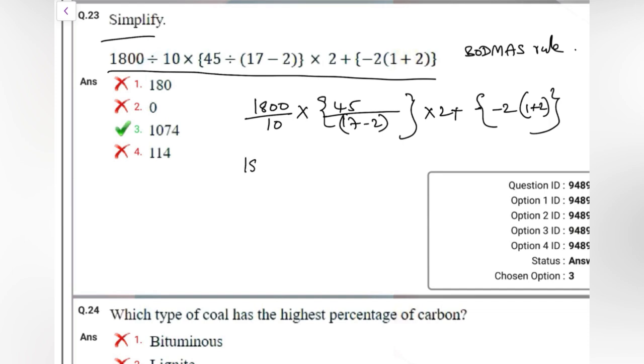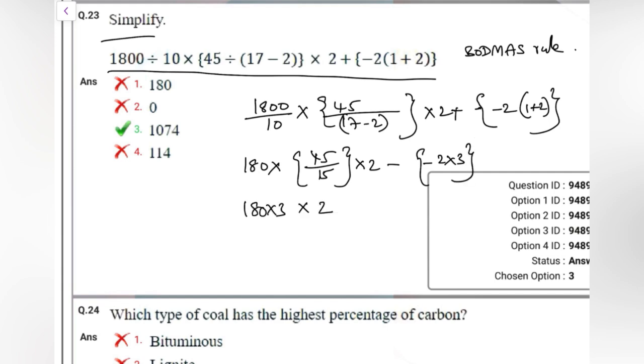So it becomes 180 into 45 divided by 15 into 2 minus 2 into 3, which implies 180 into 3 into 2 minus 6. So 1080 minus 6 which is equal to 1074. So option 3 is correct.